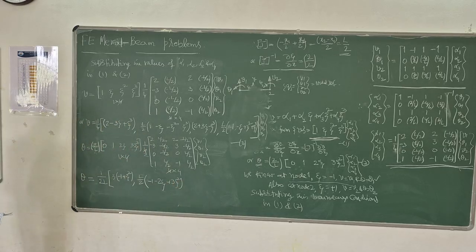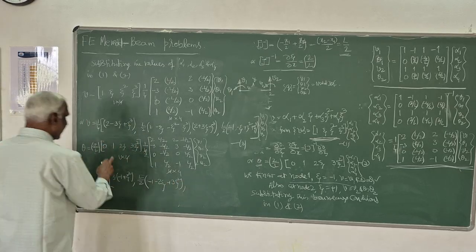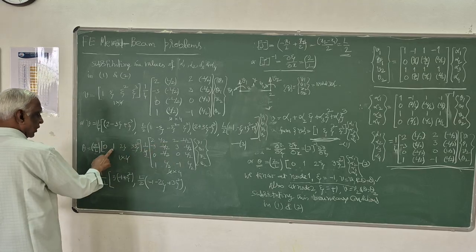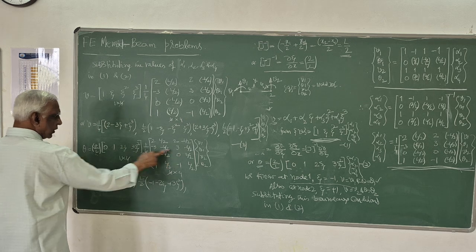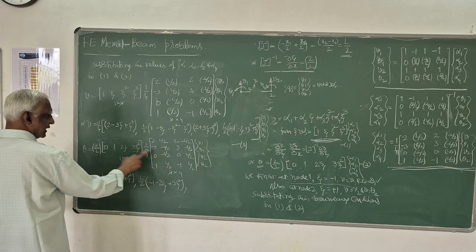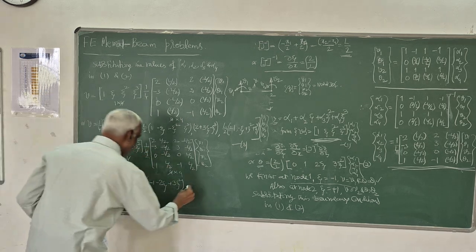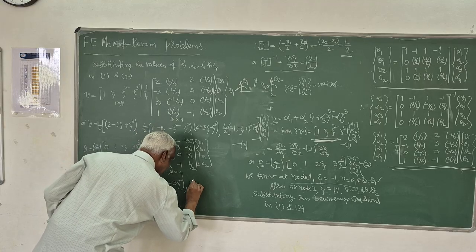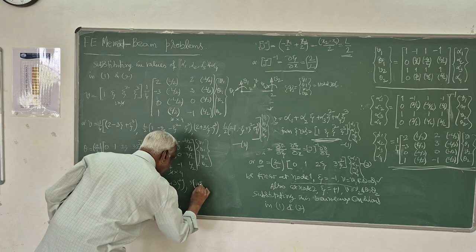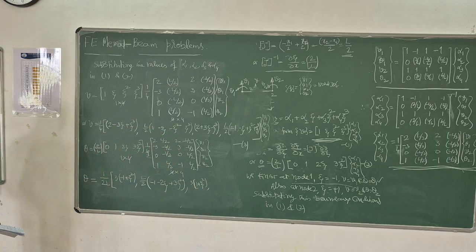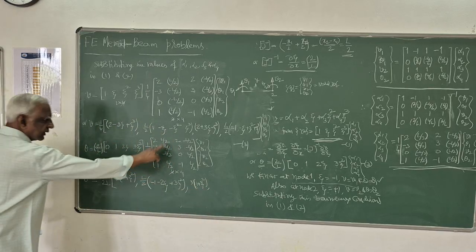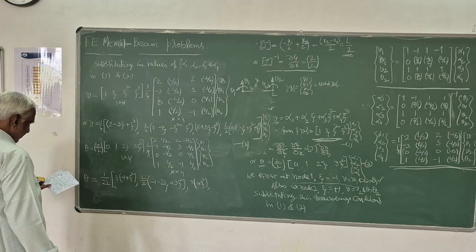Similarly, next element: 0 into 0, 0. This is 3 into 1, 3. This is 0. This is 3 xi square. 3 xi square plus 3. So I will take 3 outside. I will get 3 into 1 plus xi square. Here you will get 3 into minus 1 xi square. Here you will get 3 into 1 plus xi square.